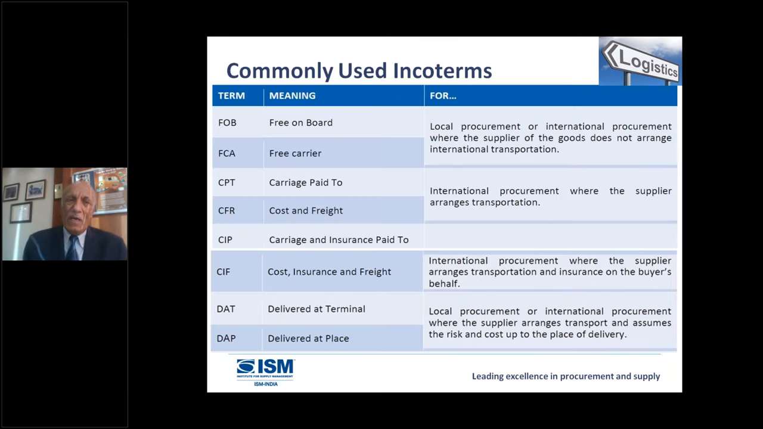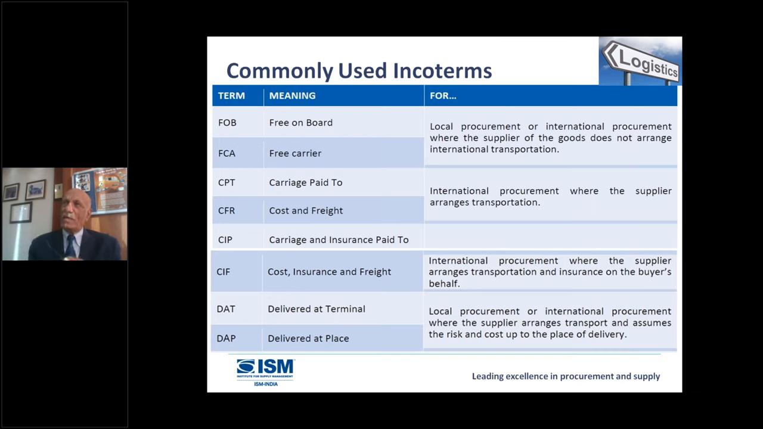Now the commonly used Incoterms are FOB. Most of us, particularly big companies who have their own shipping agents and their own insurance, use Free on Board or Free Carrier. Then there's the next group which uses CPT, CFR: middle-level companies who don't have big facilities. They say, guys, you take care of delivering for us, and we will take care of paying you the shipping charges. But the insurance part, we take care of. So they use CPT, CFR. But if you say, guys, I don't have insurance facilities, let this guy take care of it, then CIP, CIF. The last, which are very popular, are DAT and DAP.